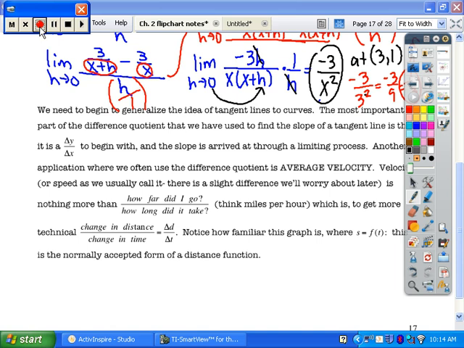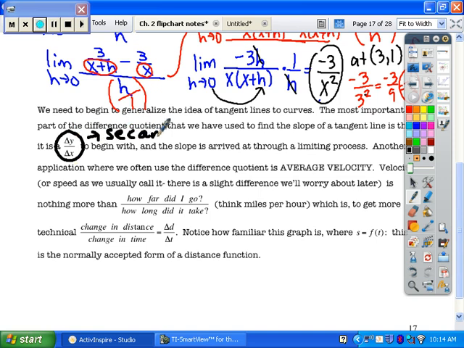What we're going to find is that we need to begin to generalize the idea of a tangent line to curves. The most important part of the difference quotients that we've used to find the slope of the tangent is the change in y over the change in x. That's the slope of the secant line. This is like your secant, and then we took the limit to get to the actual tangent. So this part here is like your average velocity. We started with that, and then as we got closer to that one specific point, we got to the instantaneous rate of change by taking the limit.